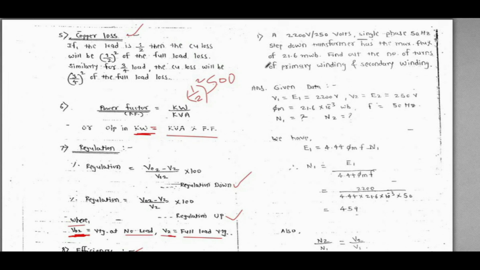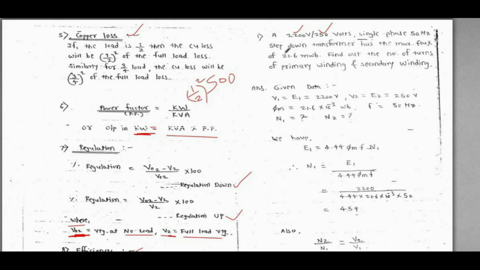Okay, let us take first numerical, 2200 volt oblique 250 volt. Okay, this stands for primary side and this stands for secondary side voltage. Remember this. This side voltage indicates the primary side, and this side voltage indicates the secondary side. 2200 volt oblique 250 volt. Okay, means 2200 volt is a primary side voltage, 250 volt is a secondary side voltage.